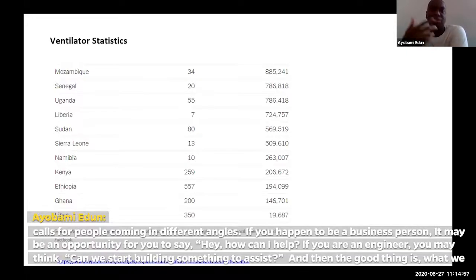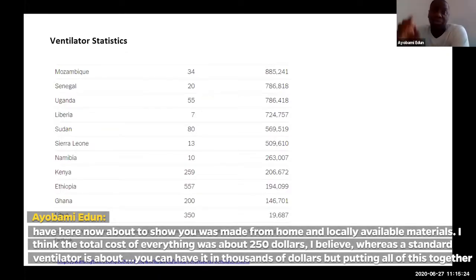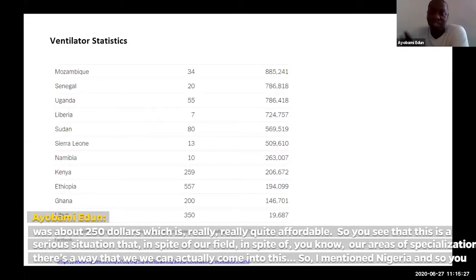So you see that this calls for people coming in from different angles. If you happen to be a business person, it might be an opportunity for you to say, hey, how can I help? If you're an engineering person, hey, can we start building something to assist? And the good thing is that what we're about to show you was made from home and locally available materials. I think the total cost of everything was about $250, whereas a standard ventilator could cost thousands of dollars. Putting all of this together was about $250, which is really quite affordable. So you see that this is a very serious situation, and in spite of our area of specialization, there's a way that we can actually come into this.